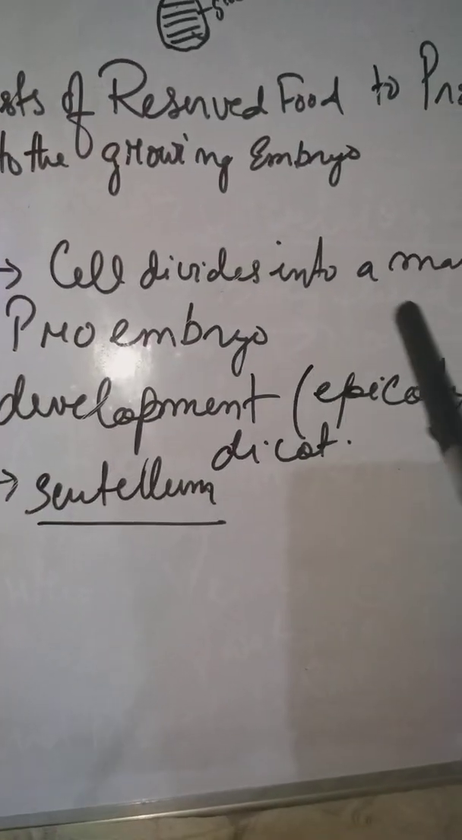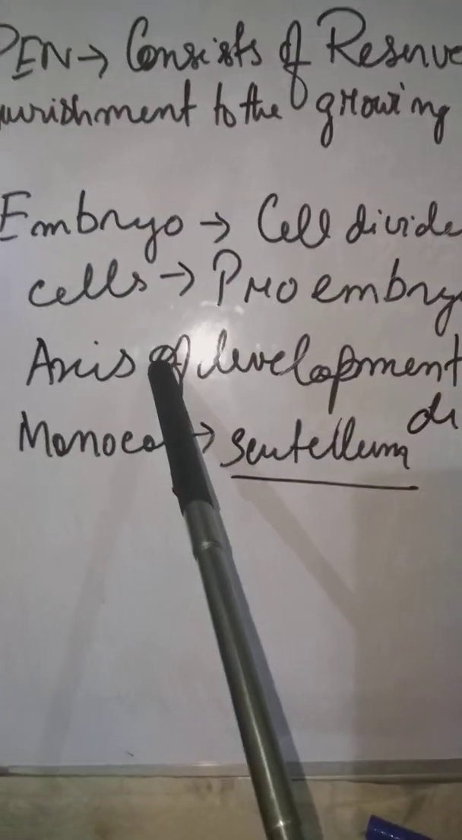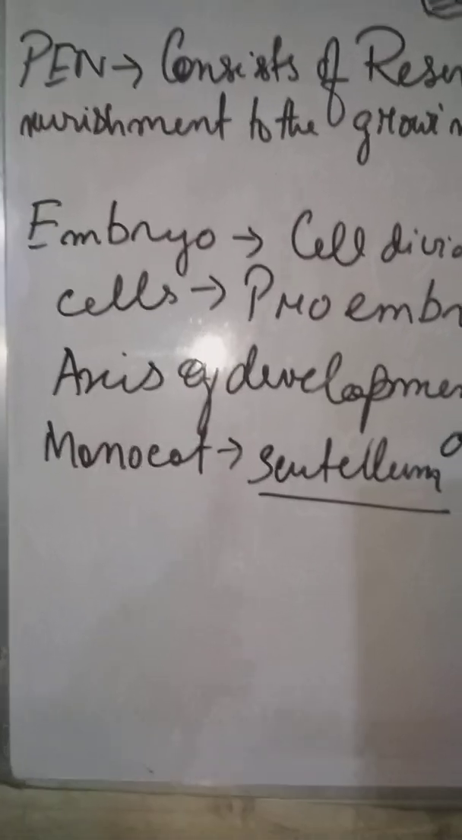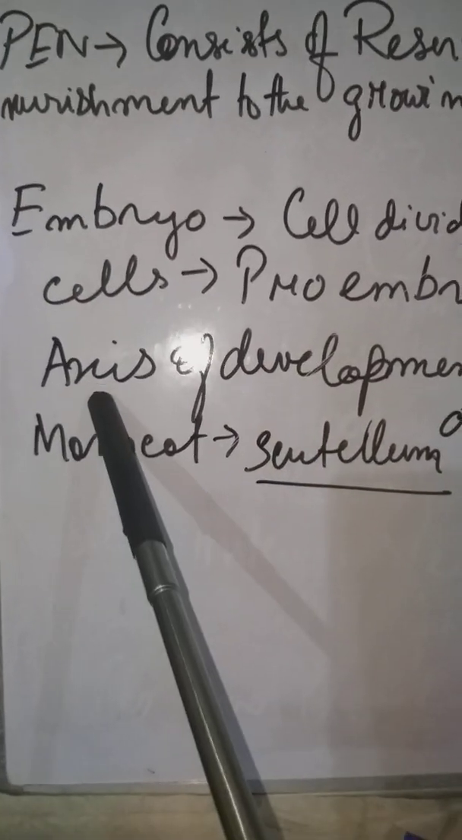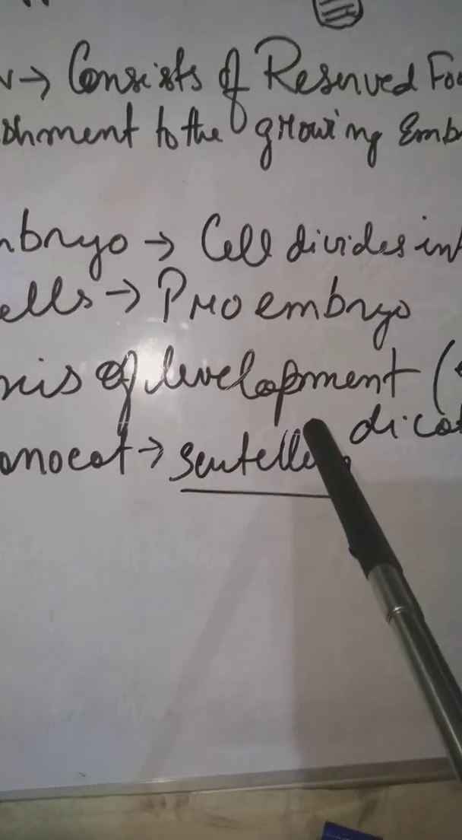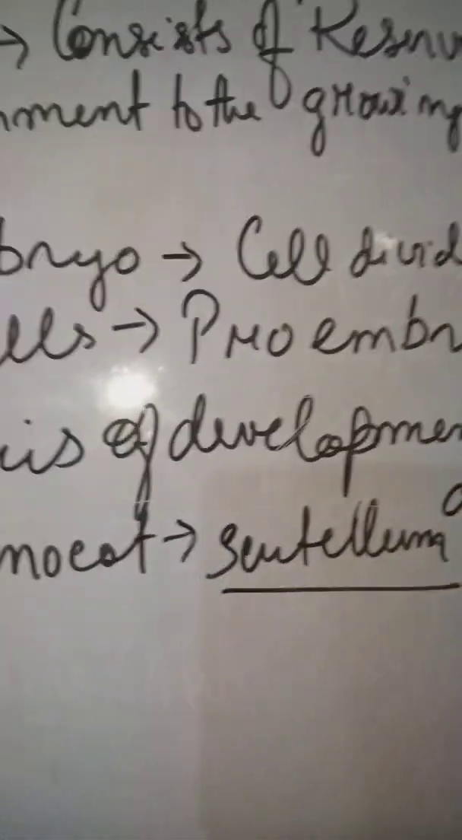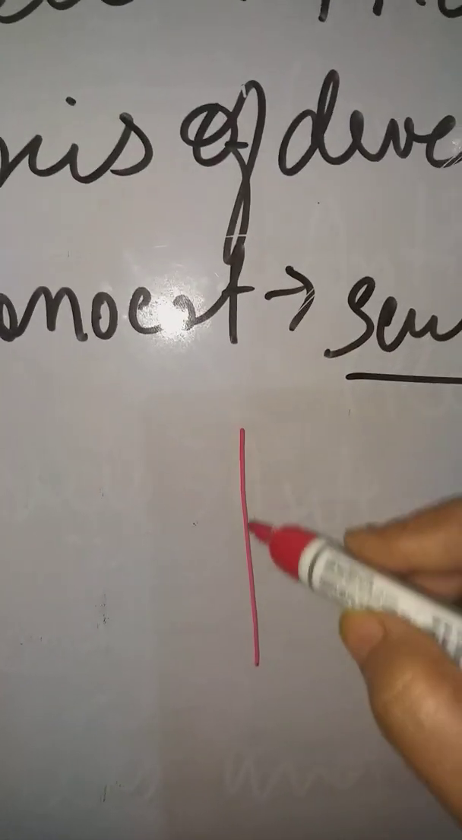That cell divides into a mass of cells. This cell develops into a mass of cells, and we call it a proembryo. What do we call it? It is a proembryo, and this development starts from an axis. For example, you see it, this is the axis. That means the straight structure is here.